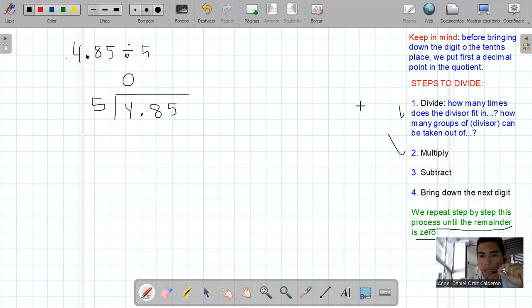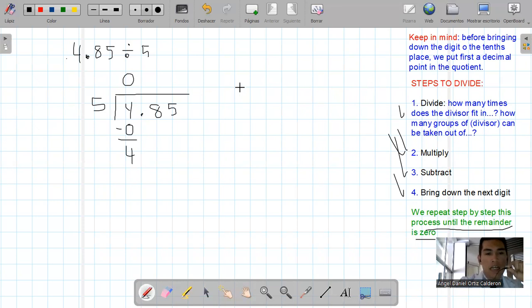Now, the second step is to multiply. So we have to multiply the number by the divisor. In this case, 0 times 5 equals 0, right? That was the second step, to multiply. Now, the third step is to subtract. We have to subtract these numbers here. 4 minus nothing is equal to 4, right? And then the last step is to bring down the next digit.